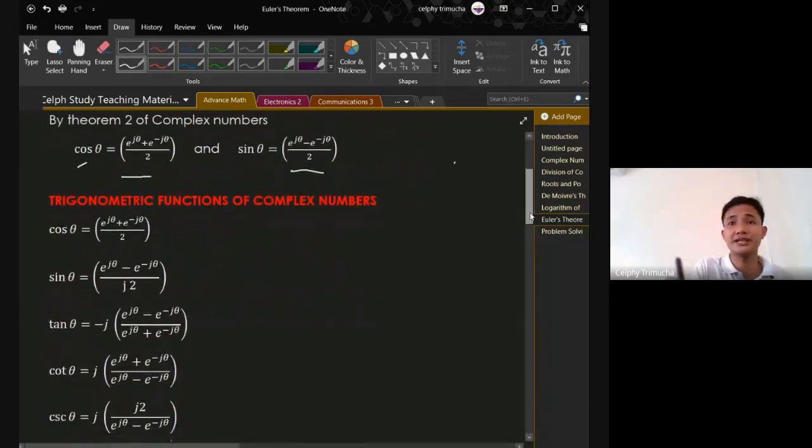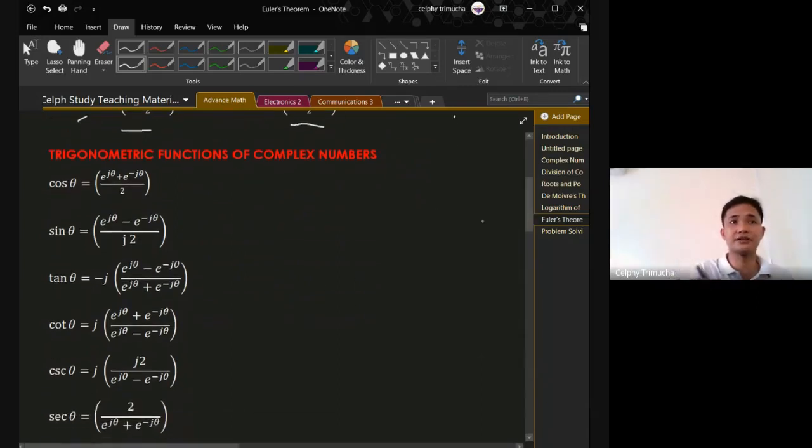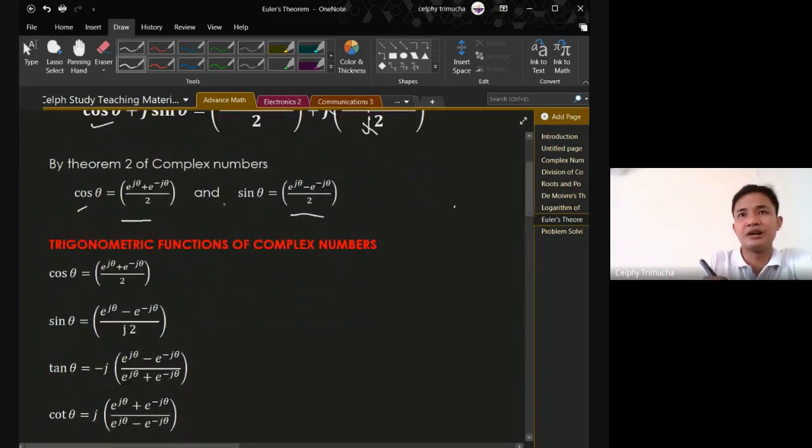So, based on this conclusion, we can derive the other complex expressions. So we will have the values of cosine, sine, tangent, cotangent, cosecant, and secant. That is how we get these values. So how can we prove, or how did Euler arrive at this conclusion that these must be the values?